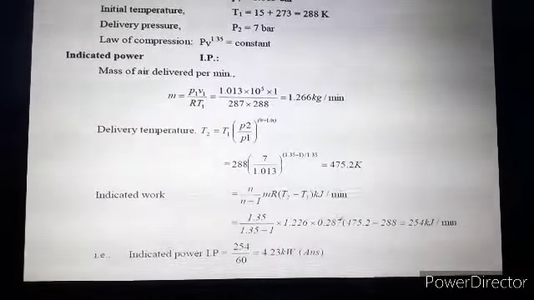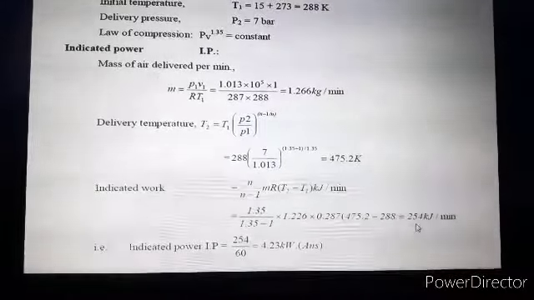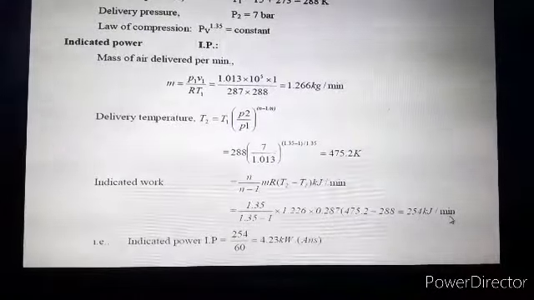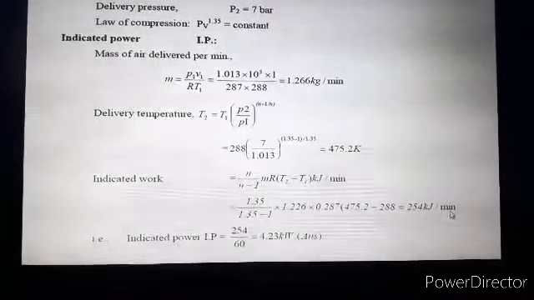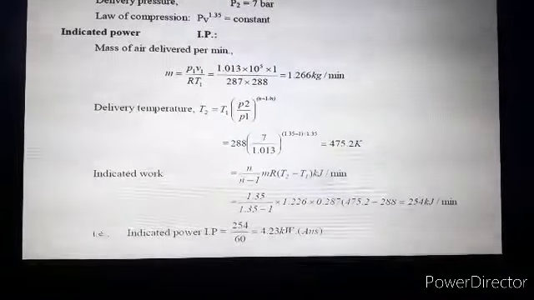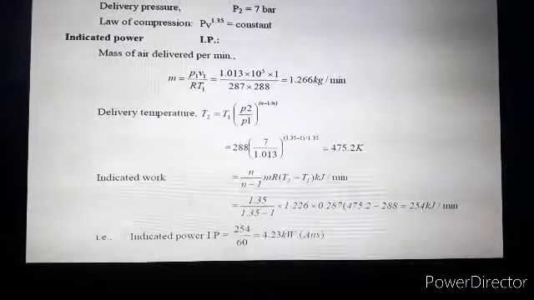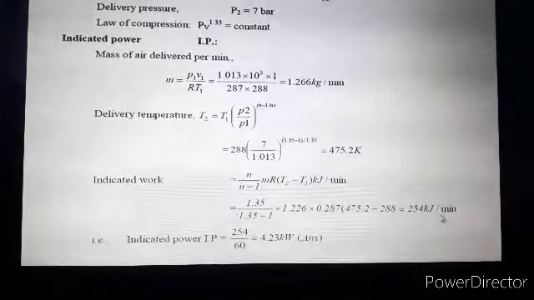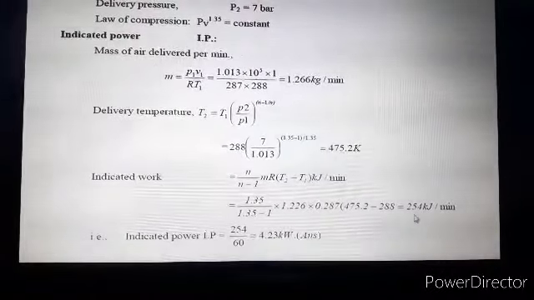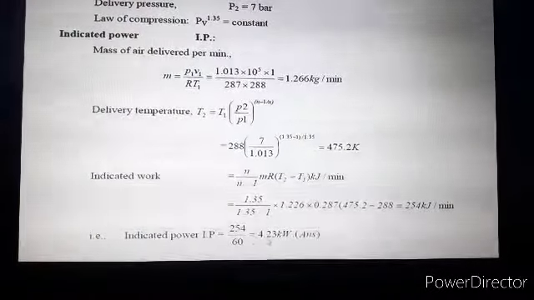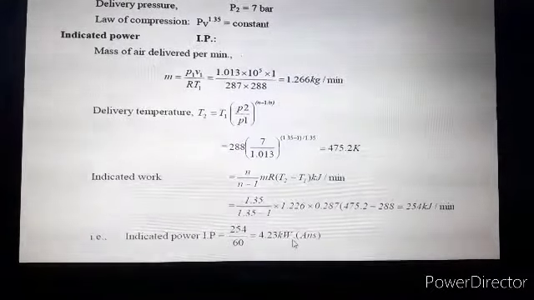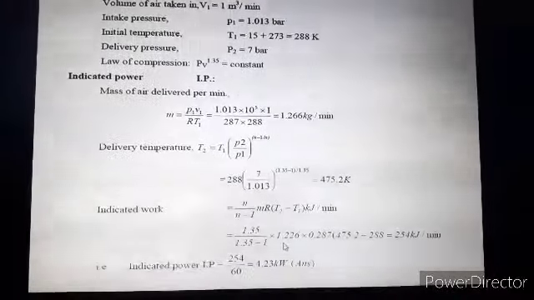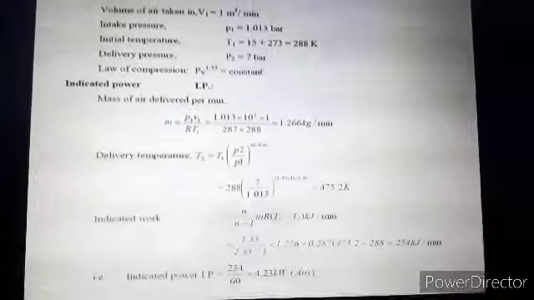When you substitute the values of all these variables and calculate, the indicated work is 254 kilojoule per minute. Now we have to convert this power from kilojoule per minute to kilowatt. Accordingly we divide by 60, because we know that 1 minute is equal to 60 seconds. So 254 divided by 60 gives us 4.23 kilowatt. That is the indicated power required for a single stage reciprocating compressor. So this is the solution for the first numerical.